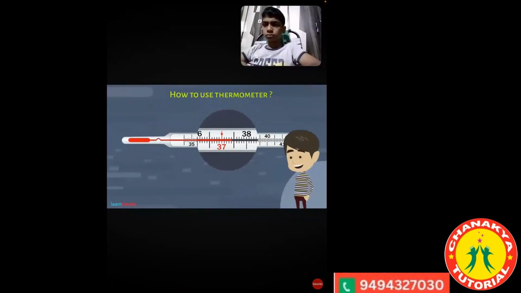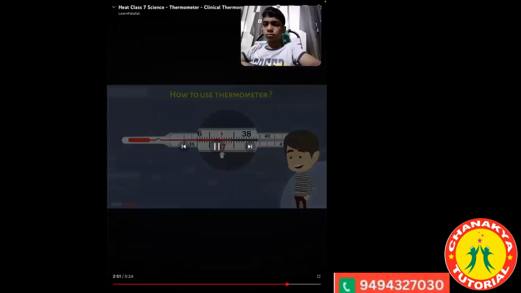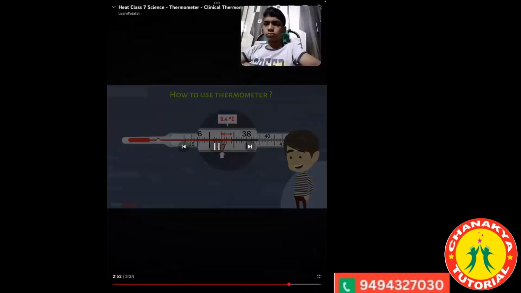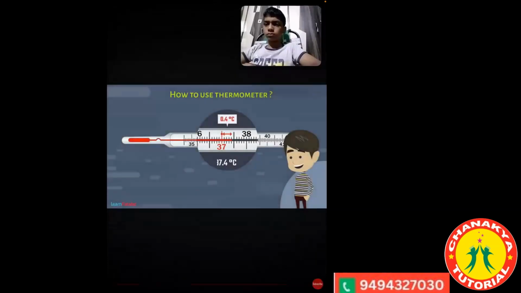Here is a sample value which is showing 37 degrees Celsius. So you can see the 37 degrees Celsius, it is there. But beyond 37 degrees also, the mercury has expanded, and it has reached the 4th division. That is why the temperature will be 37.4 degrees Celsius.